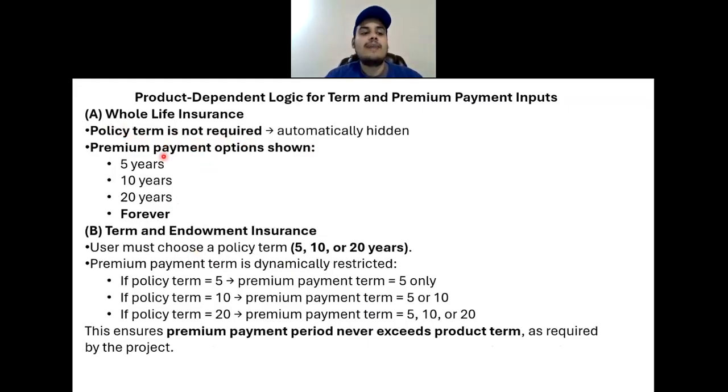The premium payment options are 5 years, 10 years, 20 years, and forever. And for term and endowment insurance, the user must choose a policy term, that is 5 years, 10 years, or 20 years, and based on the policy term, the premium payment term also changes dynamically. If the policy term is 5 years, the premium payment term is automatically limited to 5 years only. If it is 10, it is 5 or 10 years, and if it is 20, it is 5, 10, or 20 years. So this ensures that the premium payment period never exceeds the product term, which is required by the project.